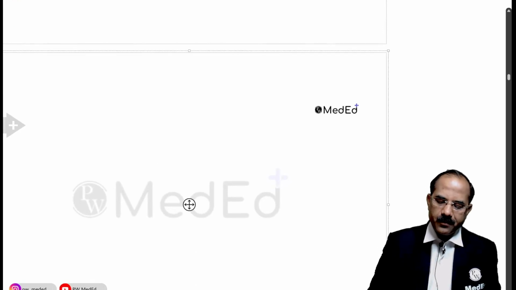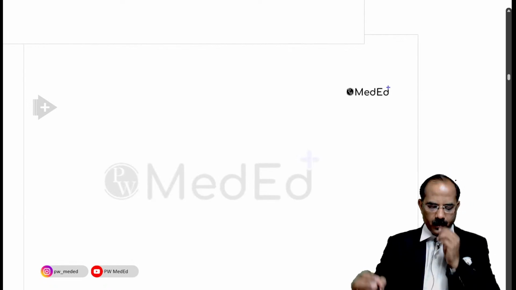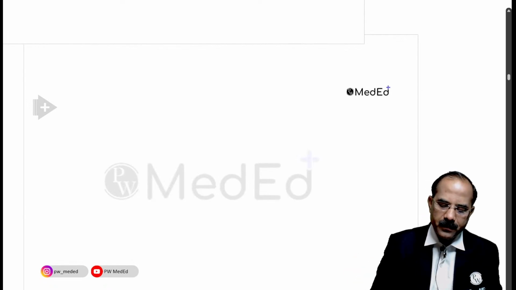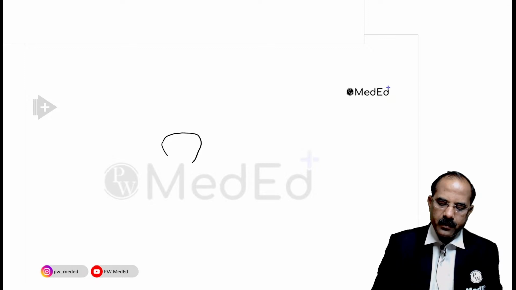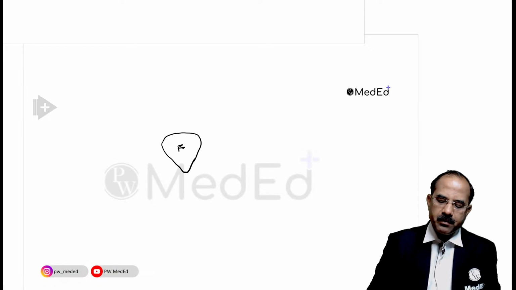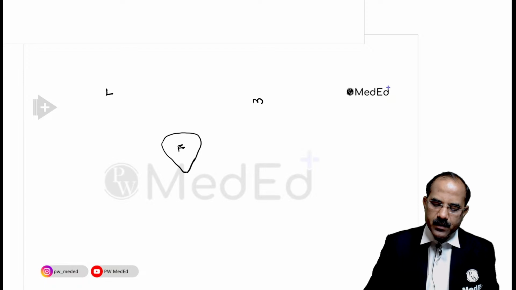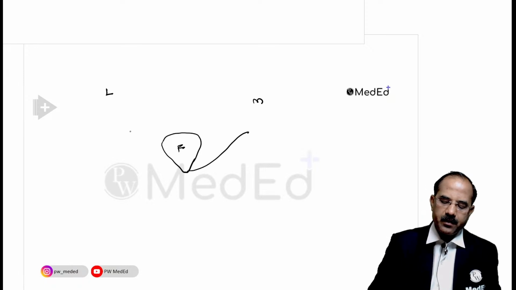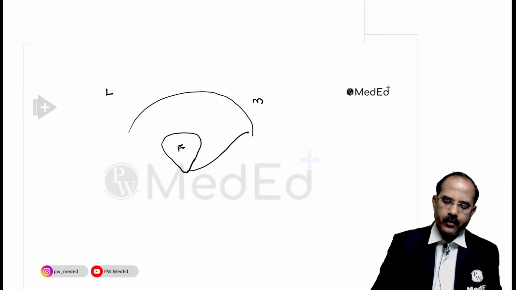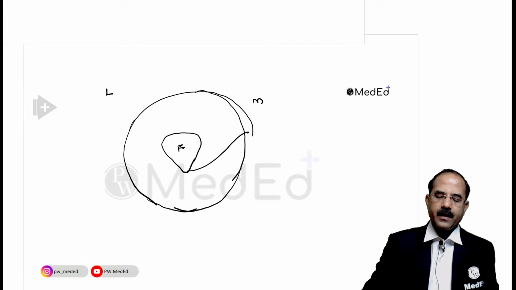Look, if this is the femur, that's a femur. Now, if this is medial and that's lateral, this is one septa here. Okay, one minute. I'll just make the outline for you. That's a thigh.